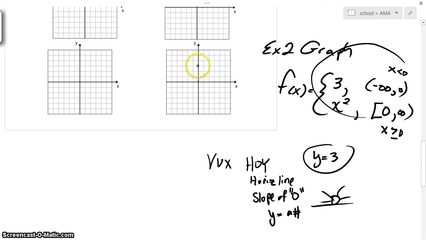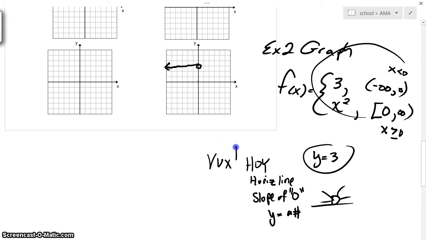So 1, 2, 3. But here's the thing. At x equals 0, we're not going to have our y value to equal 3. We're going to have a hole there. And sometimes we'll even find out later on that a point might, from a second assignment, land right on top of that. And that open circle, that hole, could even get filled in by a second assignment. But at this moment, it would just be a hole.